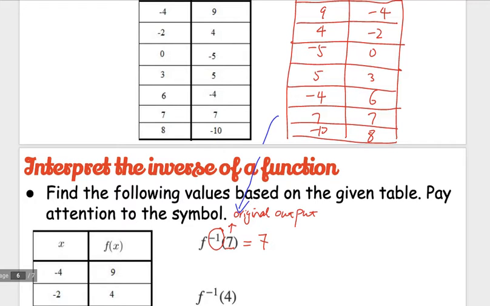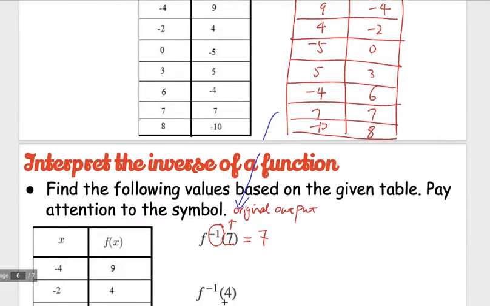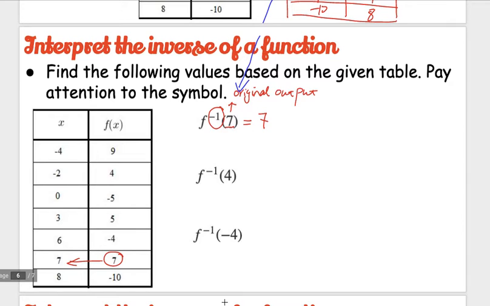You can definitely use this table to finish the remaining two questions, or you can use the reverse way to find the answers. For some students who probably already figured it out, this answer is -2. And for this one, it's going to be 6. Again, I use the original output matching to its original input. Okay, so that's how we understand it.